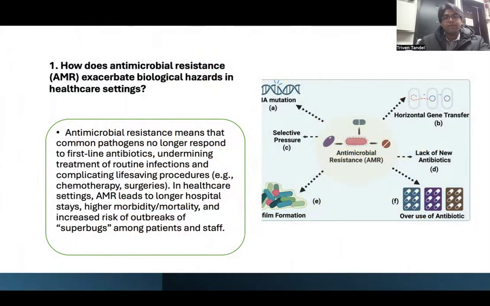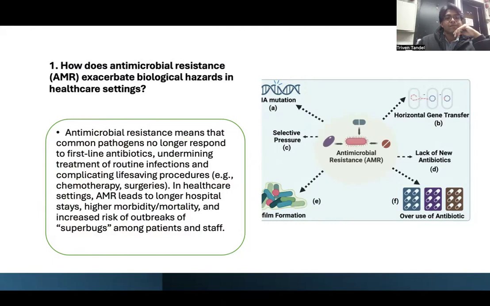So here's the first question. How does antimicrobial resistance, AMR, which is the short form of antimicrobial resistance, exacerbate biological hazards in healthcare settings? Antimicrobial resistance means that common pathogens no longer respond to the first line of antibiotics, which means the organisms have particular traits. They can undergo DNA mutation, they can form biofilms, they can have a sense of memory, so they can create a layer of resistance to particular chemicals through overuse of antibiotics, and they can transfer their genes from one bacterium to another. So they can resist the liquid or chemical that we are using to kill that particular bacteria, undermining the treatment of routine infections and complicating life-saving procedures like chemotherapy and surgeries in healthcare settings.